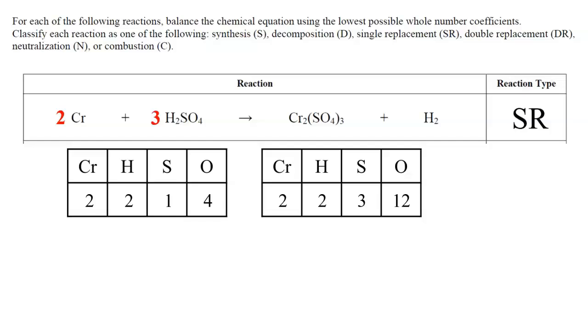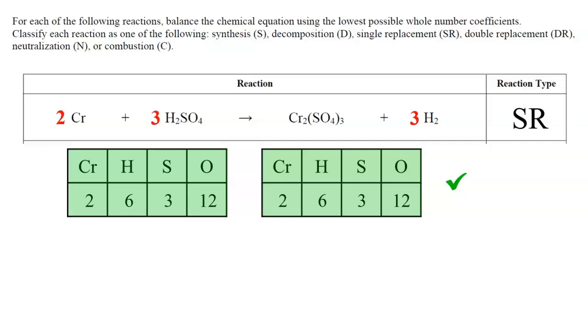Of course, it also changes the number of hydrogens as well. So my new total would be 6 hydrogens, 3 sulfurs, and 12 oxygens. Now the only element I still need to balance would be the number of hydrogens. So with 6 hydrogens on the left and only 2 hydrogens on the right, I'm going to use a coefficient of 3 in front of the H₂ formula. So now that would give me 6 hydrogens. So 2 chromiums, 6 hydrogens, 3 sulfurs, and 12 oxygens. This equation is balanced, and the coefficients from left to right are 2, 3, 1, and 3.